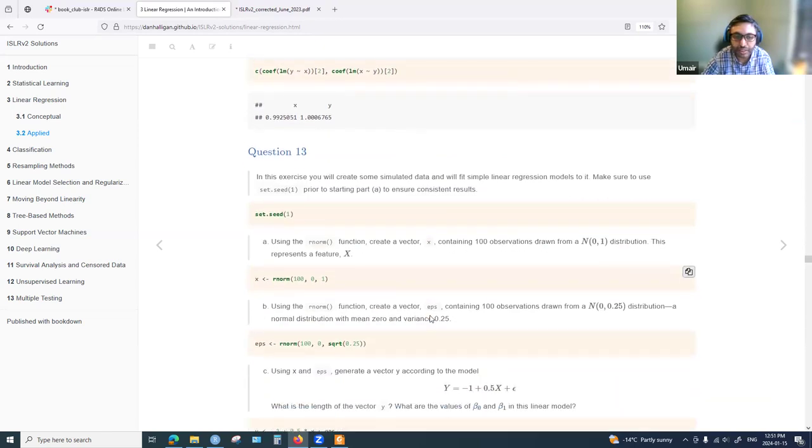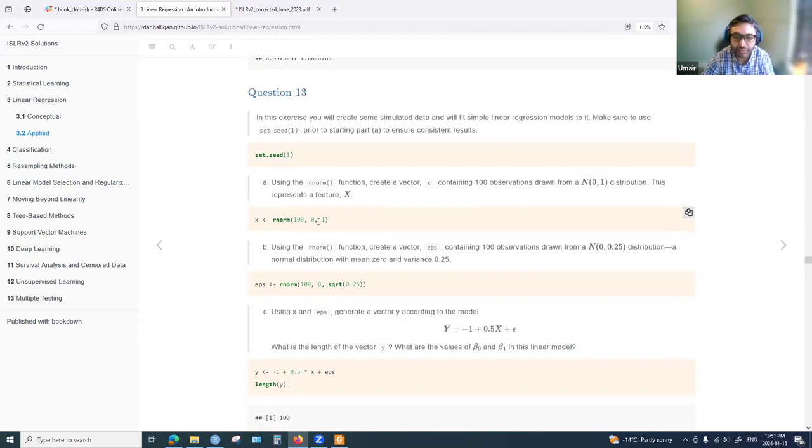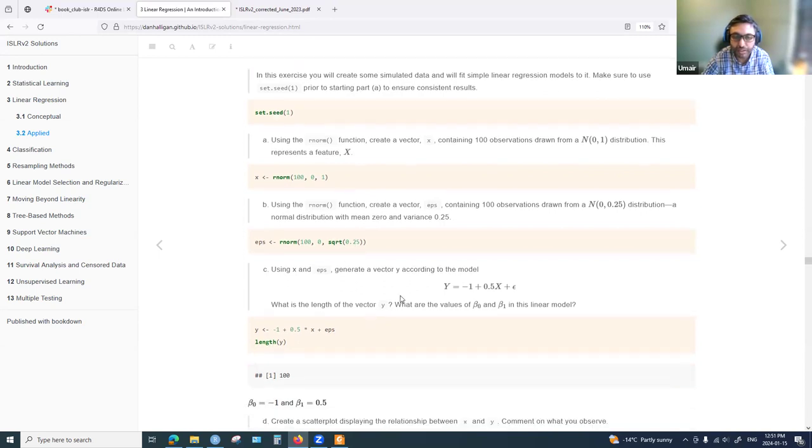Question number 13. In this exercise, you will create some simulated data and will fit simple linear regression models to it. Make sure to use set.seed prior to starting part A. So in part A, we first generate x based on randomly picked values from a normal distribution, where the mean is 0 and the standard deviation is 1. For the second one, the mean is 0 and the variance is 0.25, so we take the square root to find the standard deviation.